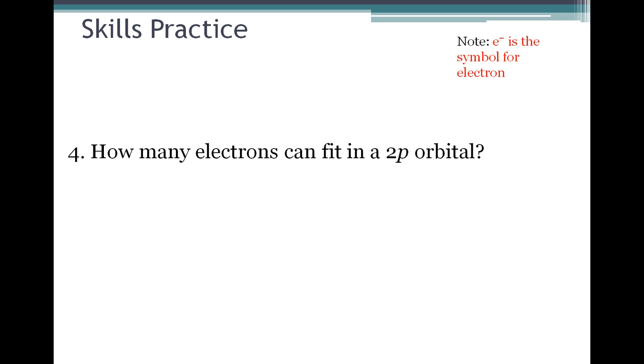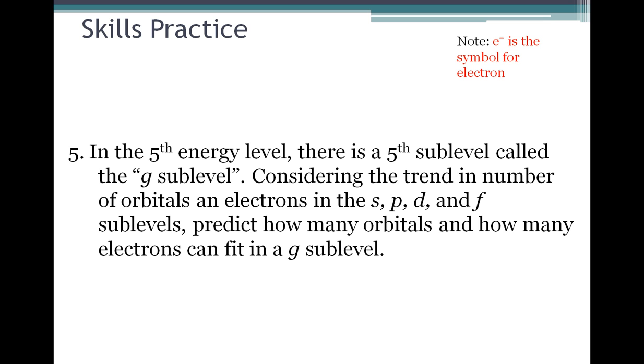How many electrons can fit in a 2p orbital? There is only 2 electrons in any orbital, whether it's P or D. In the 5th energy level, there is a 5th sublevel called the G sublevel. Considering the trend in number of orbitals and electrons in the S, P, D, and F sublevels, predict how many orbitals and how many electrons can fit in the G sublevel.